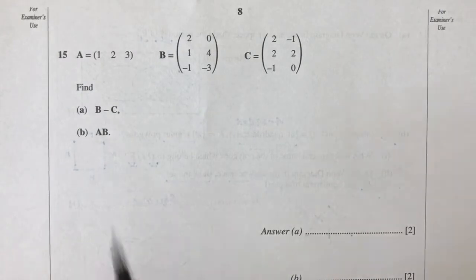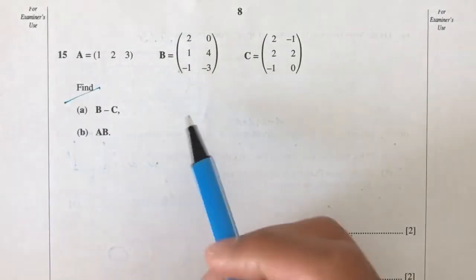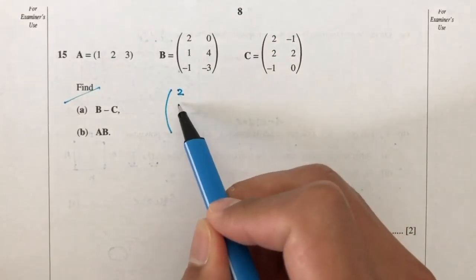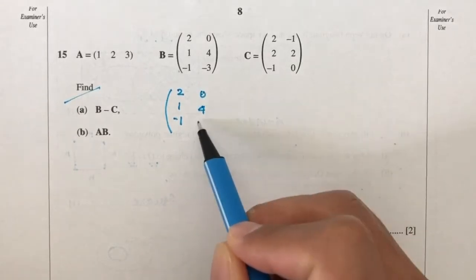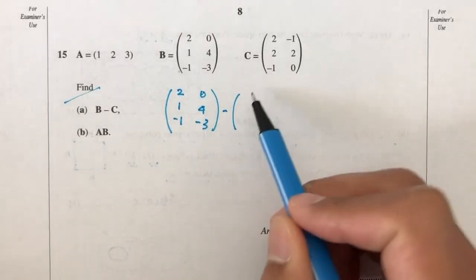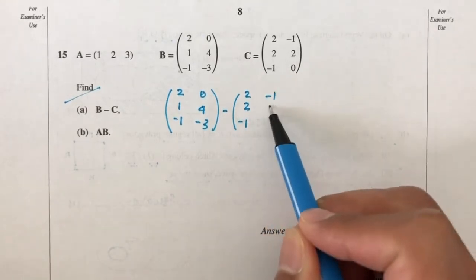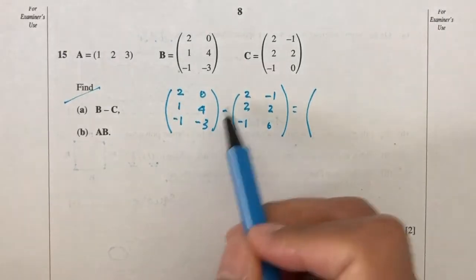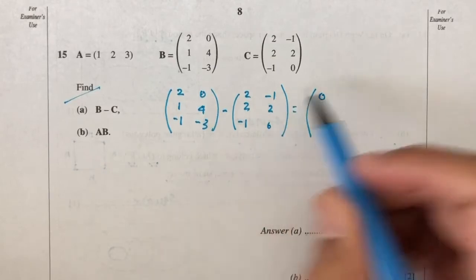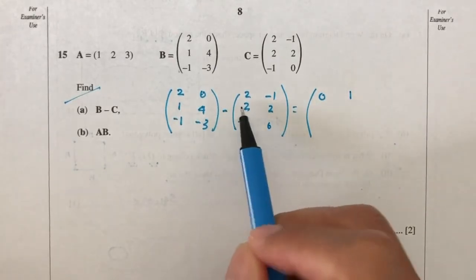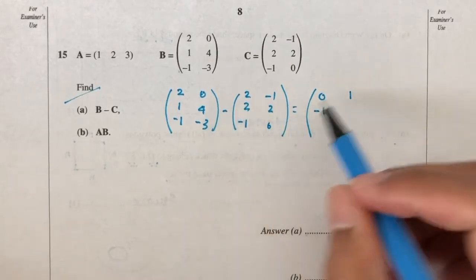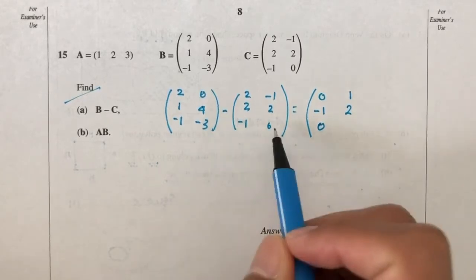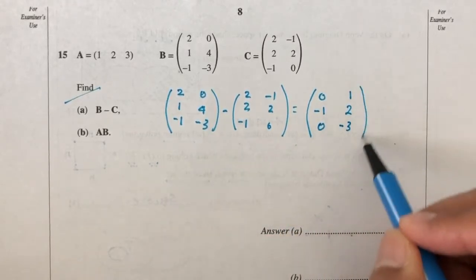Question 15, we have three matrices here, A, B, and C. Part 1, find B minus C. So pretty easy, one by one. B is 1, minus 1, 0, 4, minus 3, minus C. C is 2, 2, minus 1, minus 1, 2, 0. So it's always one by one. We take the first one. So 2 minus 2 is 0. 0 minus minus 1 is 1. 1 minus 2 is minus 1. 4 minus 2 is 2. Minus 1 minus minus 1 is 0. Minus 3 minus 0 will be minus 3. So this is your answer for part 1.